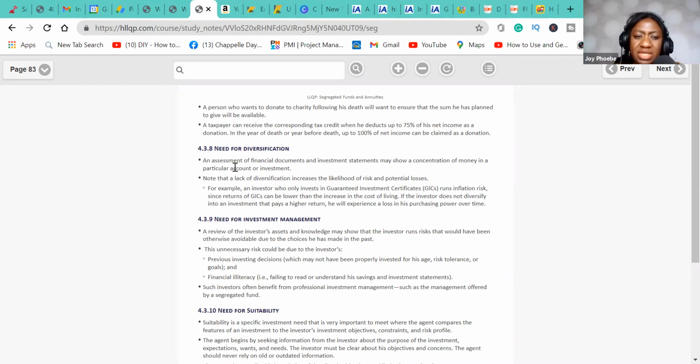So the next one is need for diversification. An assessment of financial documents and investment statements may show the concentration of the money where these investors have their money. Need for investment management. A review of investor assets and knowledge may show that the investor runs risk that would have been otherwise avoidable due to choices they've made in the past.